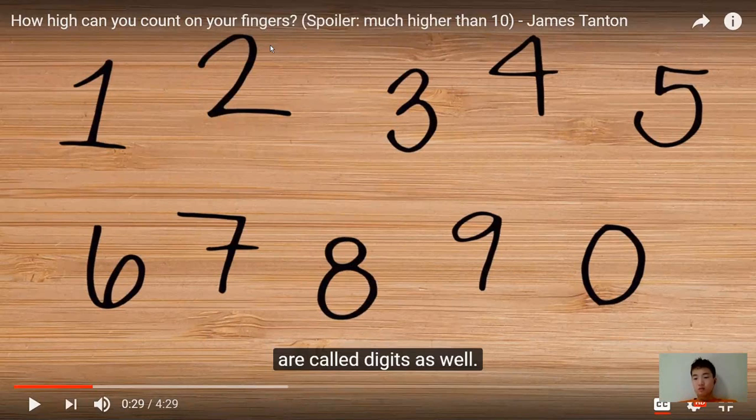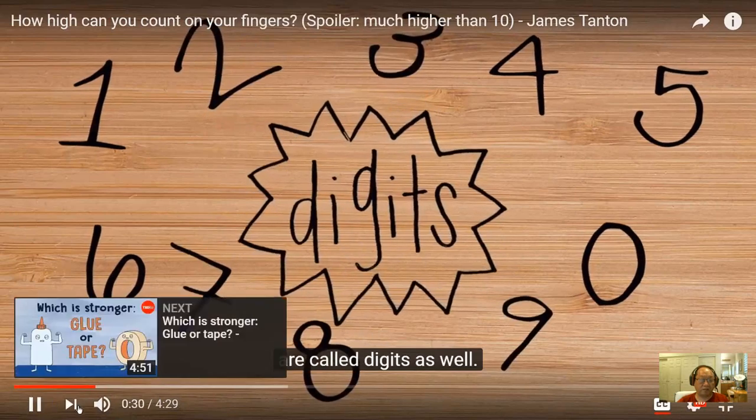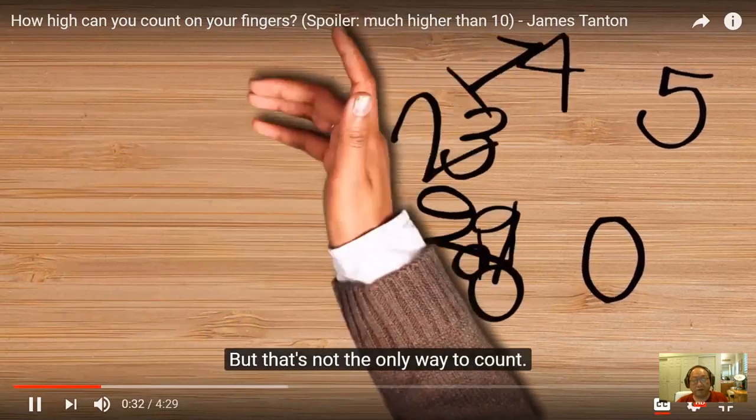99. 99? Why? Oh, because if you're doing like the abacus, that'd be like 1, 2, 5. Yes. And then that's 90, and then 99. Okay, you have a good way of doing it. But that's not the only way to count.